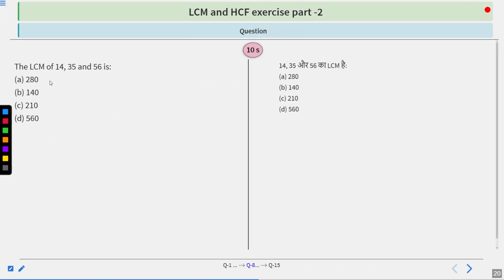The LCM of 14, 35 and 56 is. Options are 280, 140, 210 and 560. These are the options.